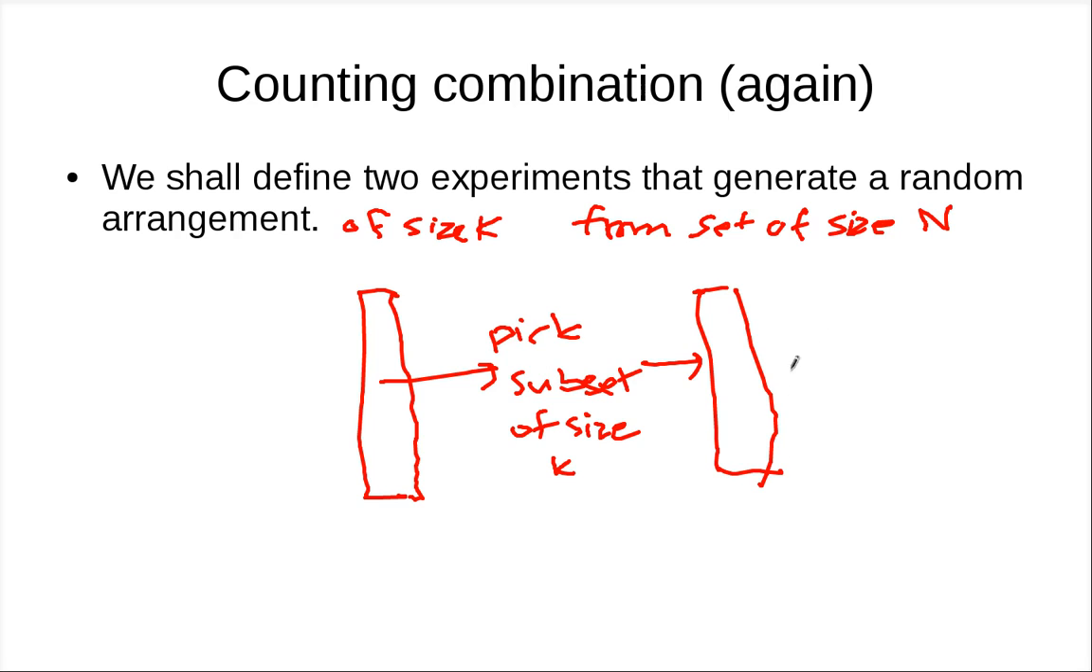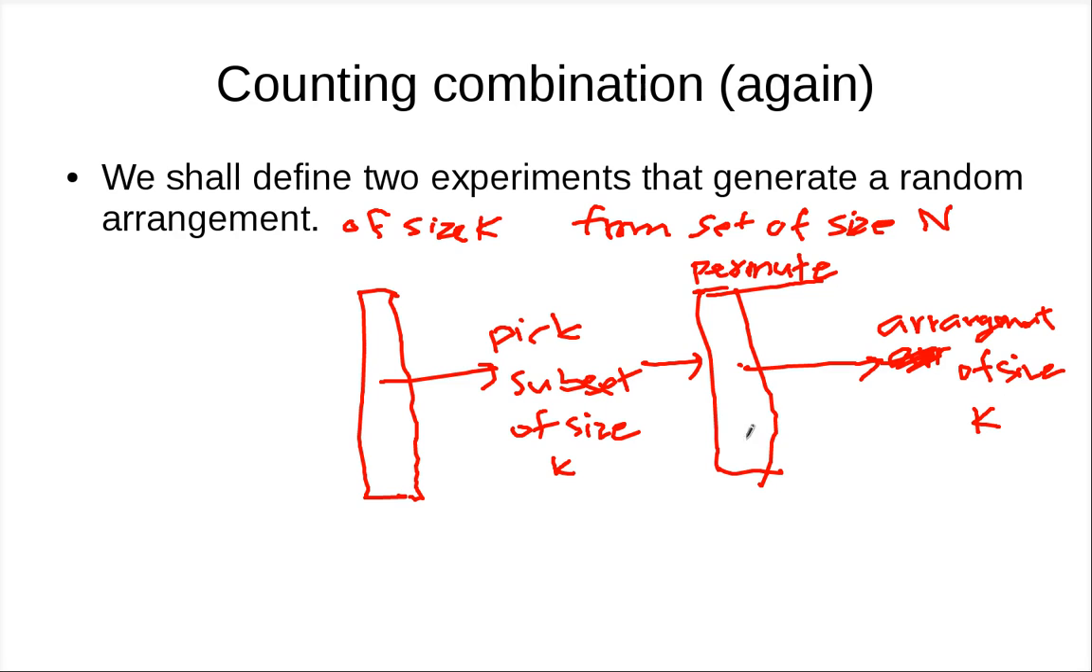And then in the next step, we permute. So we take the permutation of the subset of size k. We randomly permute, so you get an arrangement of size k. So we start with a set of size n, and then we have these two experiments.